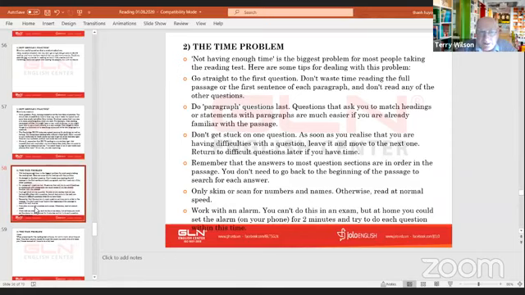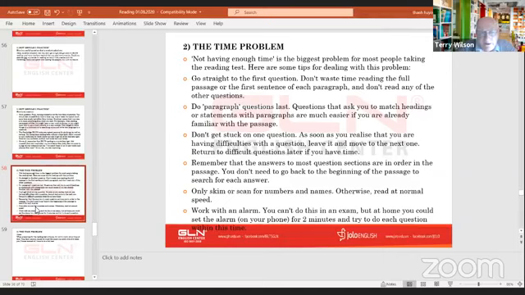Remember that the answers to most question sections are in order in the passage. You don't need to go back to the beginning of the passage to search for each answer. So only skim or scan for numbers and names, otherwise read at normal speed.